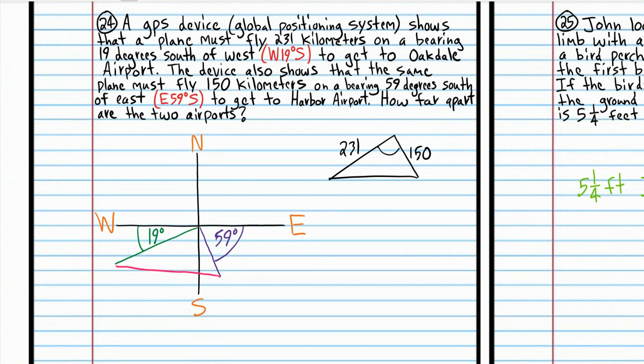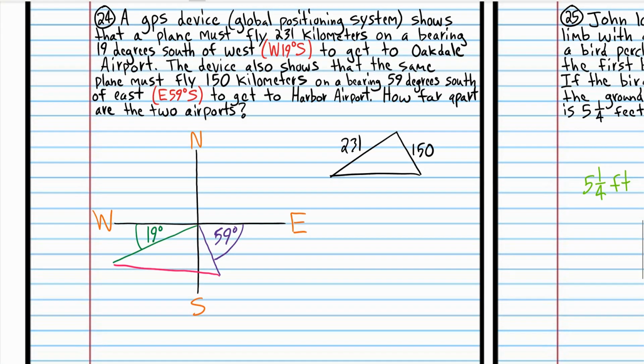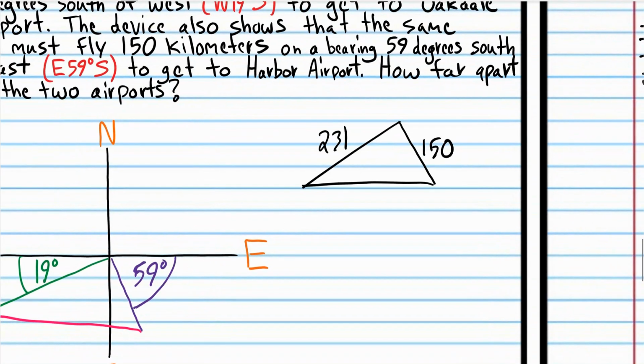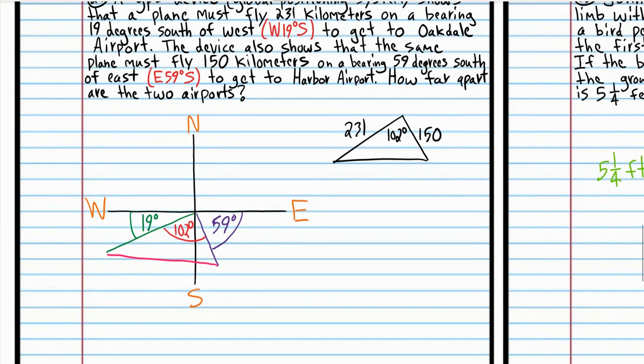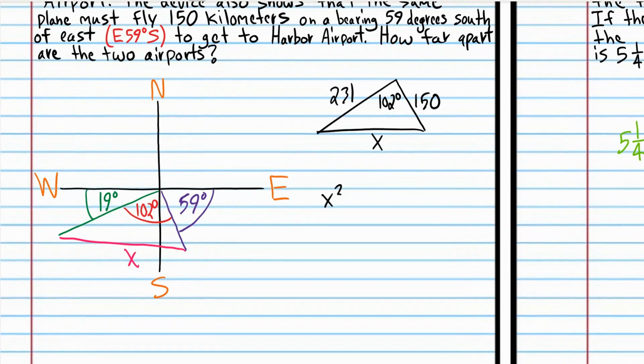Now we have to find this angle here. In order to do that, we're going to subtract 19 from 180 and also 59, and we get 102 degrees. So this angle here is 102 degrees. And we'll call this missing side X. So you see we have the lengths of two sides of a triangle and the measure of an angle between the two lengths. So we can use the law of cosines.